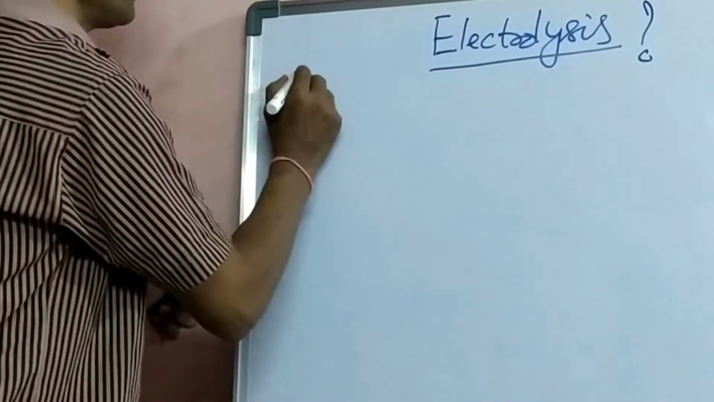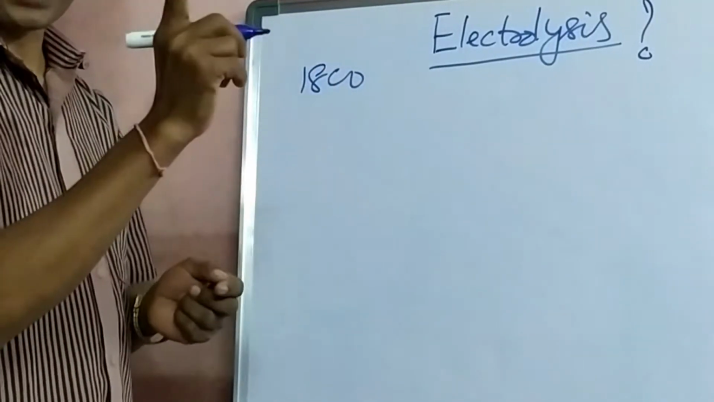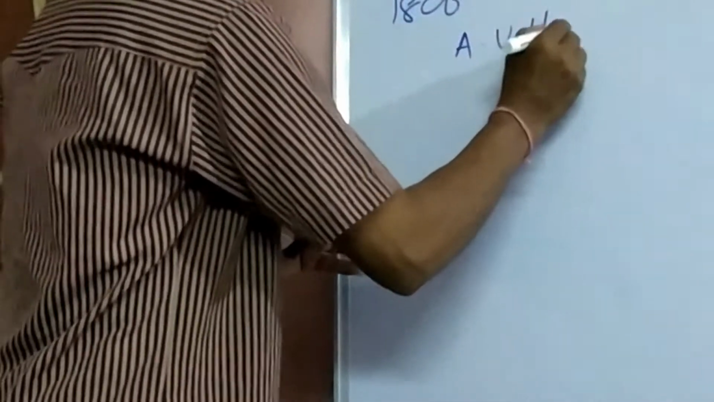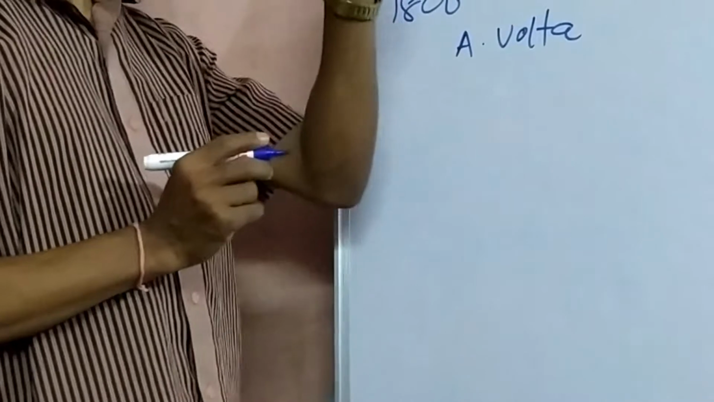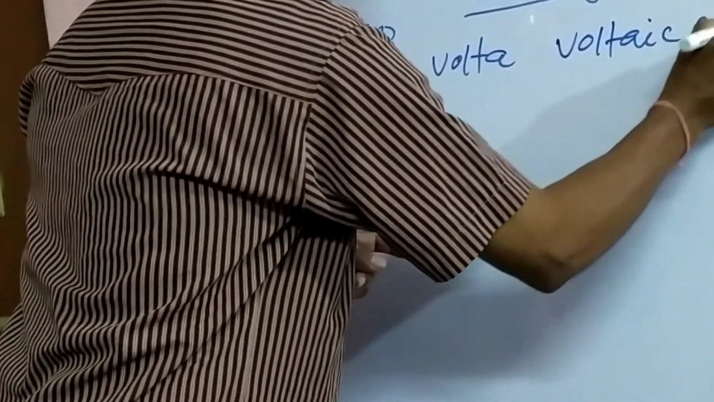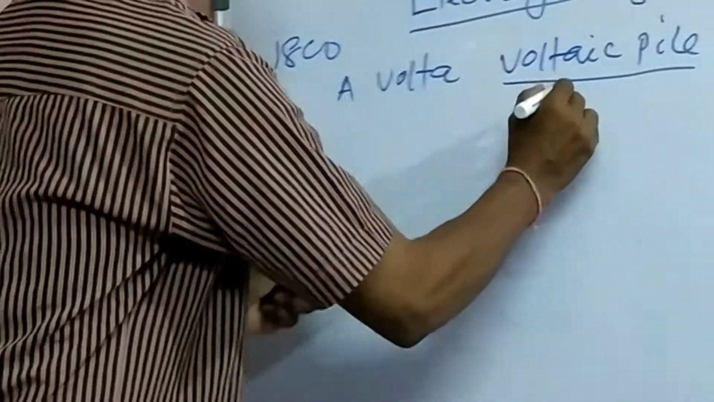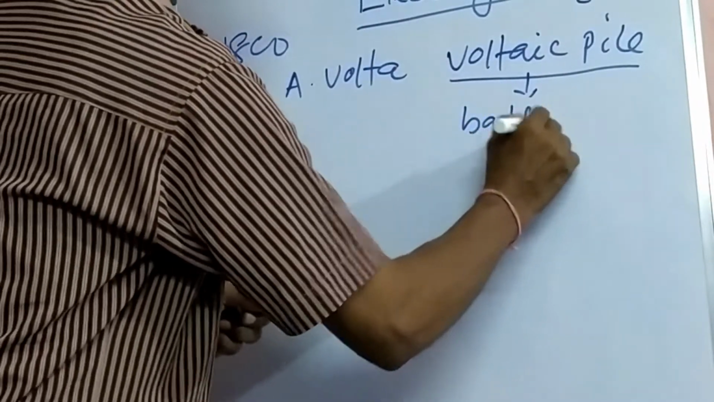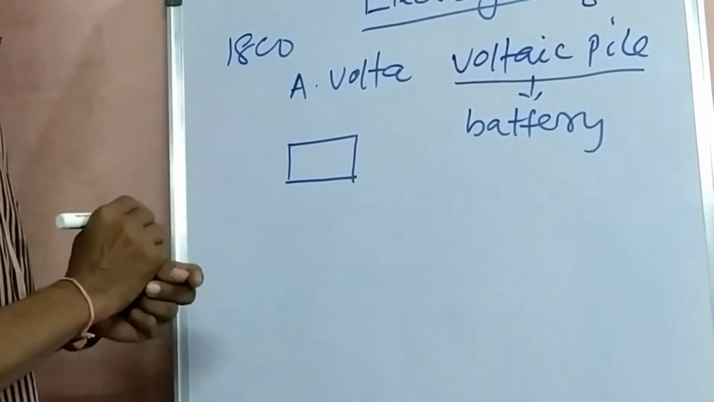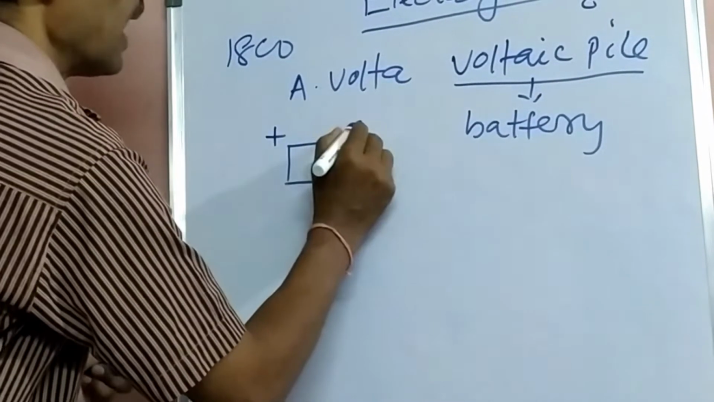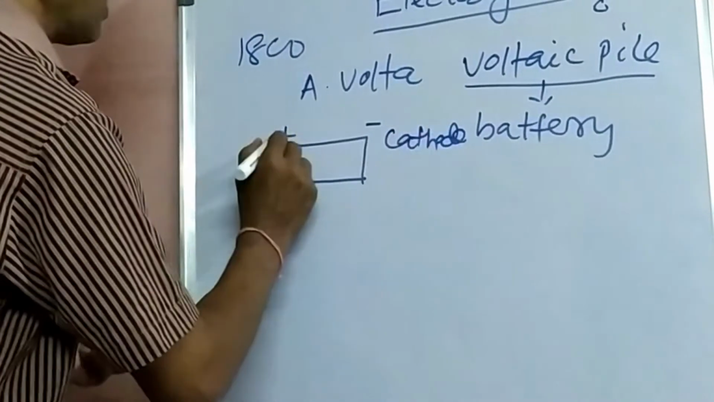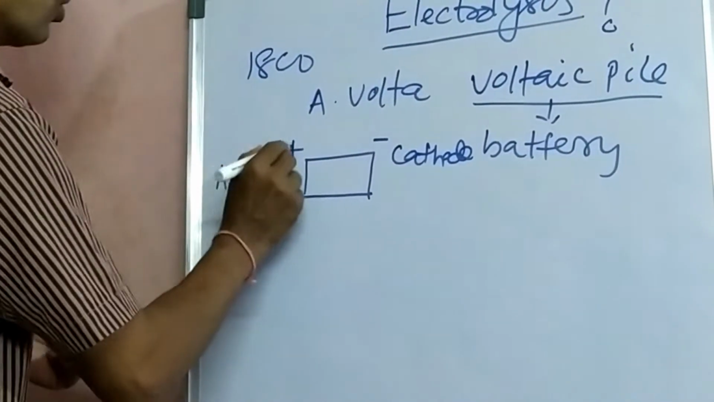Now, around the year 1800, right? For the first time, the battery was invented by Alessandro Volta. Alessandro Volta developed the first battery, that is called the voltaic pile. See, this voltaic pile is nothing but a battery. Okay, what is the battery? For example, we can present it like this. It's a battery, and one end is called the positive pole, another end is called the negative pole. This negative pole is called the cathode, and the other end is called the anode, which is positive.